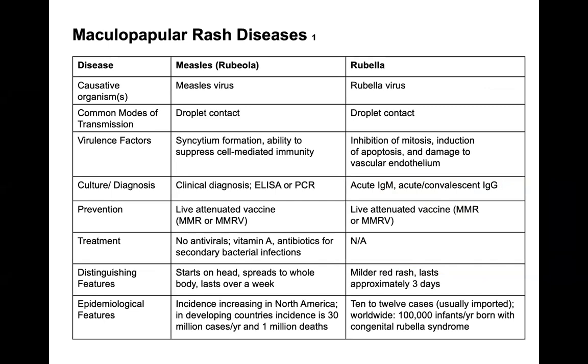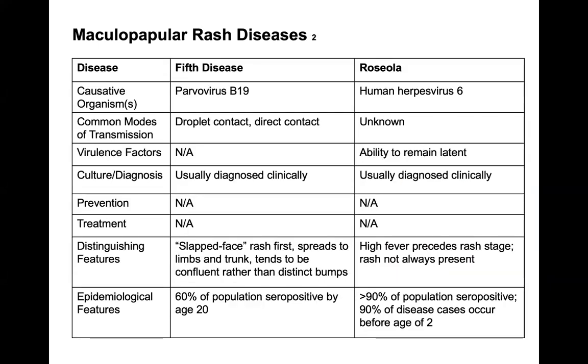And here's a table that sort of goes over the maculopapular rash diseases. Again, measles, rubella, which is German measles, fifth disease, and then Roseola.